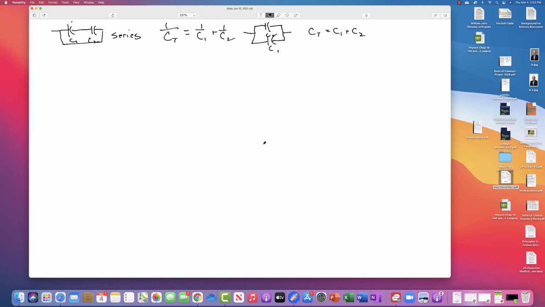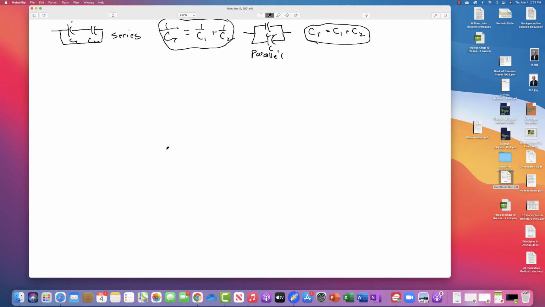And as you'll see, this is exactly the opposite of series, and this is parallel here, series and parallel resistors. But we'll get to that later. But if they're in parallel, you add them, and if they're in series, you do this calculation. So let's take a look at the problems with that in mind.